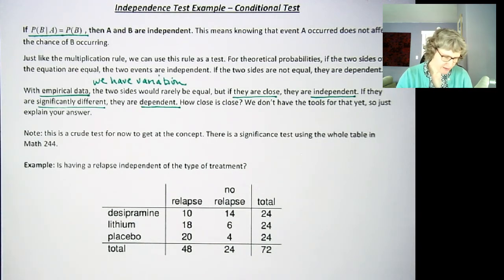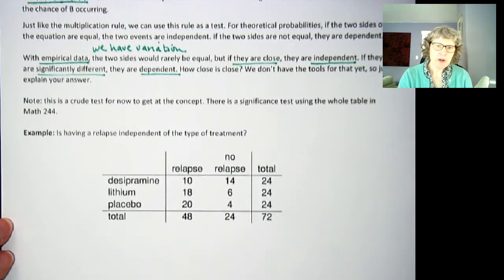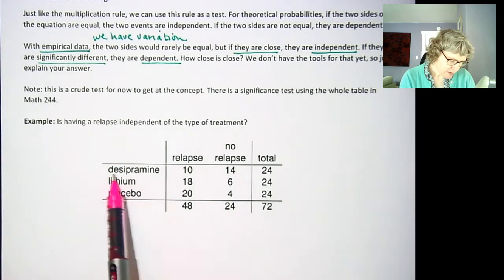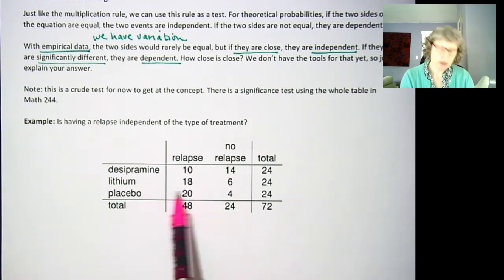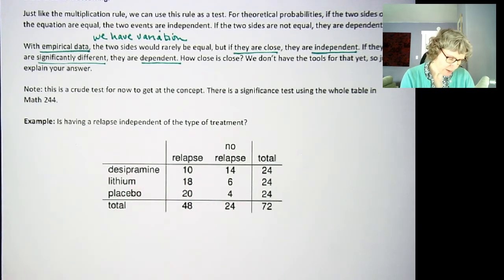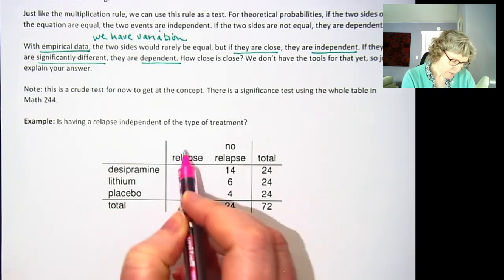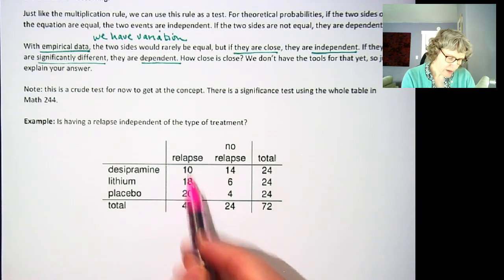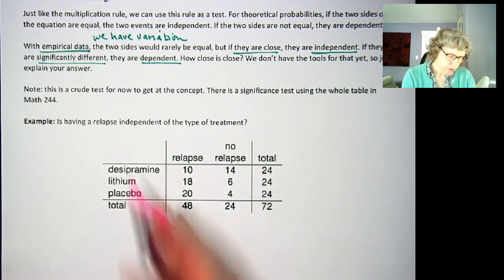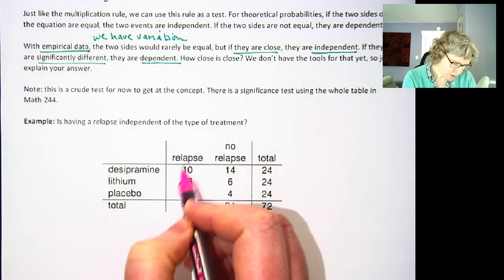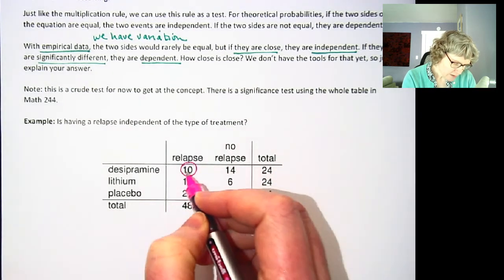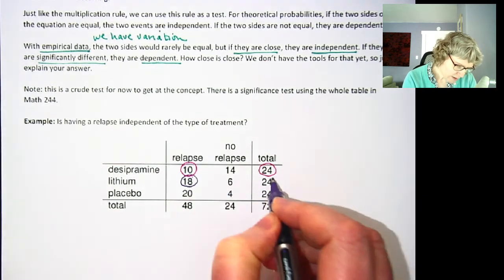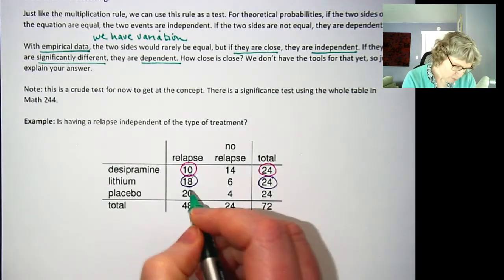Okay, let me get to the test. Before I write out the notation, I want to do it intuitively. In this case, we have three different groups: two different treatments and a placebo group. We might be interested in either the relapse column or the no relapse column, to know how that varied based on each treatment. Let's just take the relapse one since we were using that earlier. If I compared 10 out of 24 with 18 out of 24, with 20 out of 24.